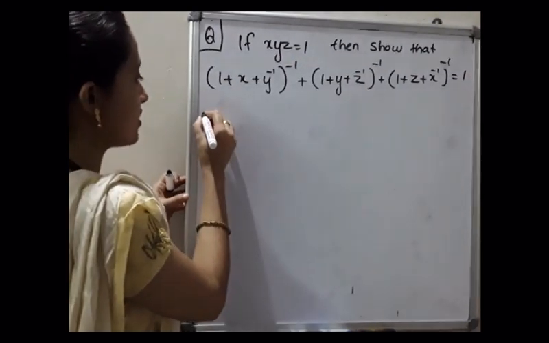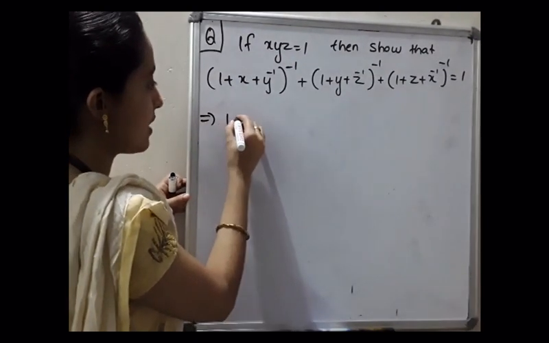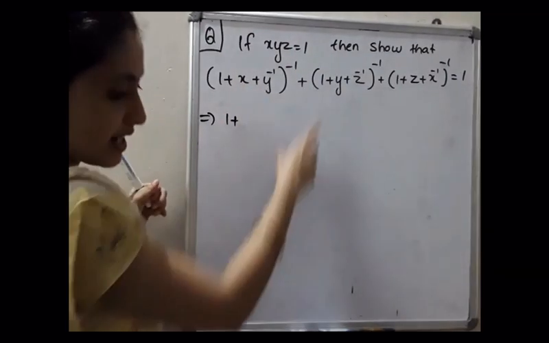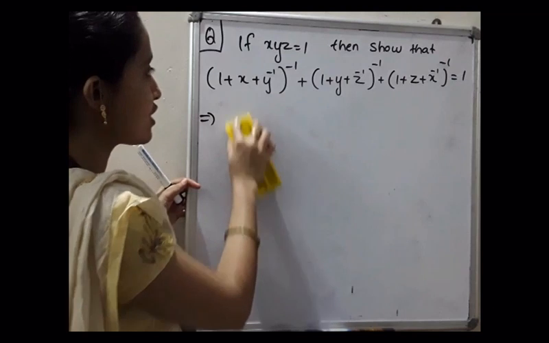So listen here please. The first step you already know, that implies 1 plus... Already the first one is what? Minus, the whole raised to minus 1, is it?